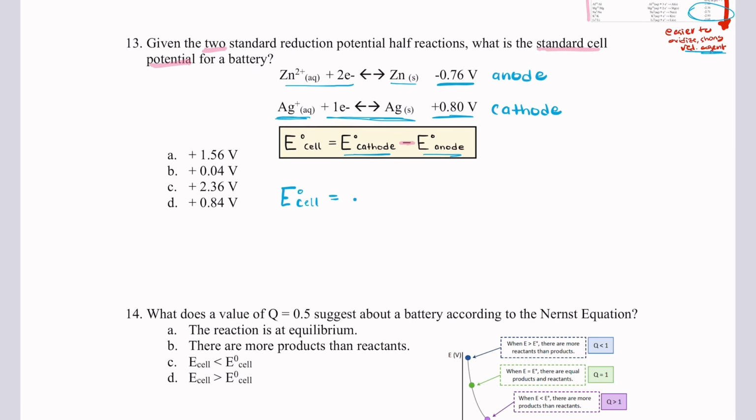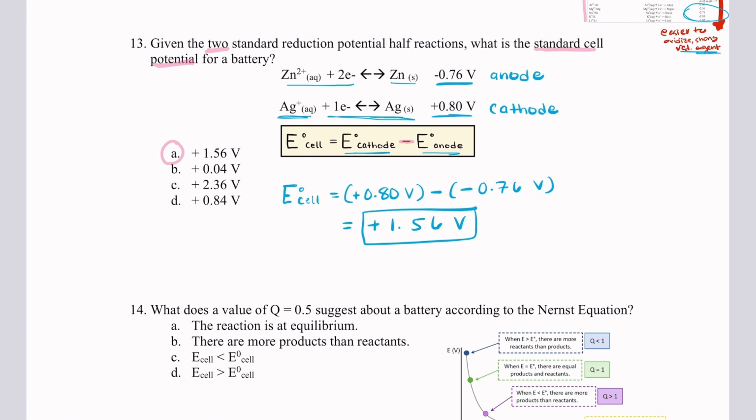So we can write that E naught cell equals plus 0.80 volts minus negative 0.76 volts. And that gives us positive 1.56 volts. Therefore, the standard cell potential for the battery is positive 1.56 volts. That aligns with answer choice A.